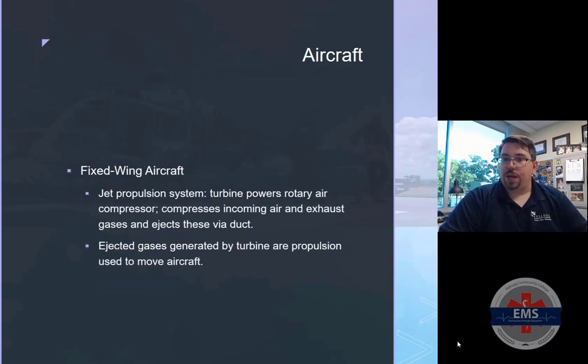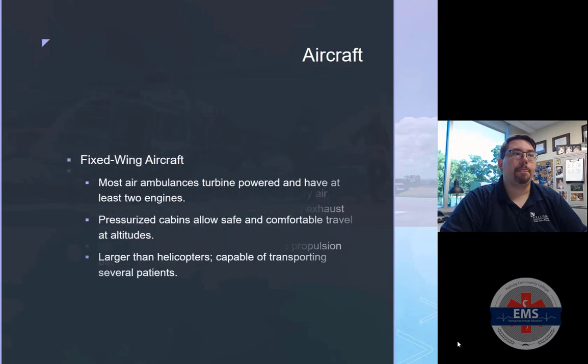We also know that there's jet propulsion systems. These are turbine powered by rotary air compressors, and then it compresses incoming air and exhaust gases and ejects those out via specific ducts, and that gives us a significant amount of thrust in those circumstances. That ejected gas, again, is the propulsion that's used to move that aircraft.